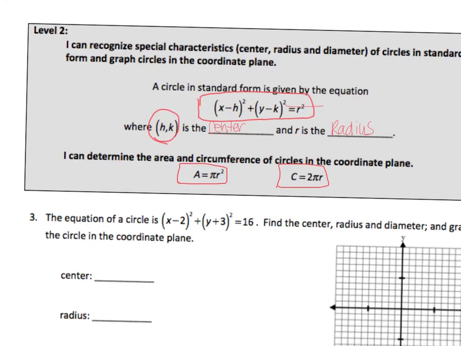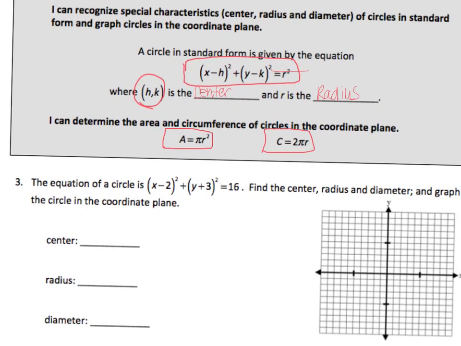Okay, now in number 3, it says the equation of the circle is (x minus 2) squared plus (y plus 3) squared equals 16. We want to find the center, radius, and diameter, and then graph the circle. So if we look at this equation, and we know that up here is our general form or our standard form of our circle, to find the center, I want you to think the opposite of what's inside the parentheses. That will give you the center of the circle. Our center here is going to be 2, negative 3.